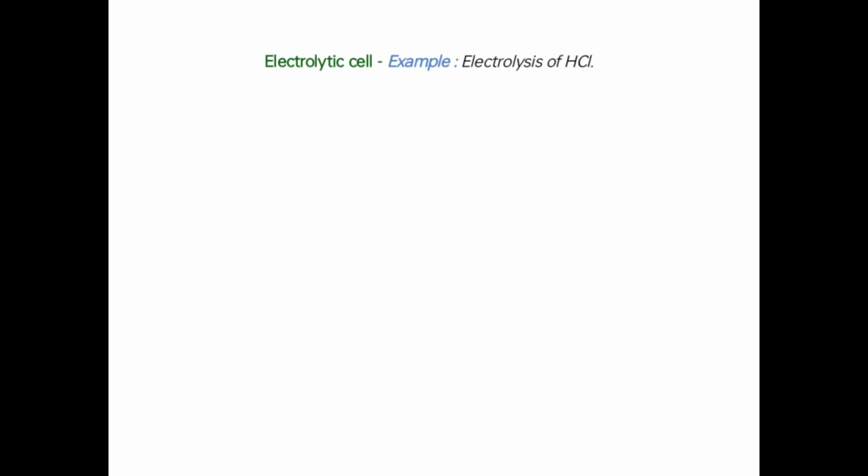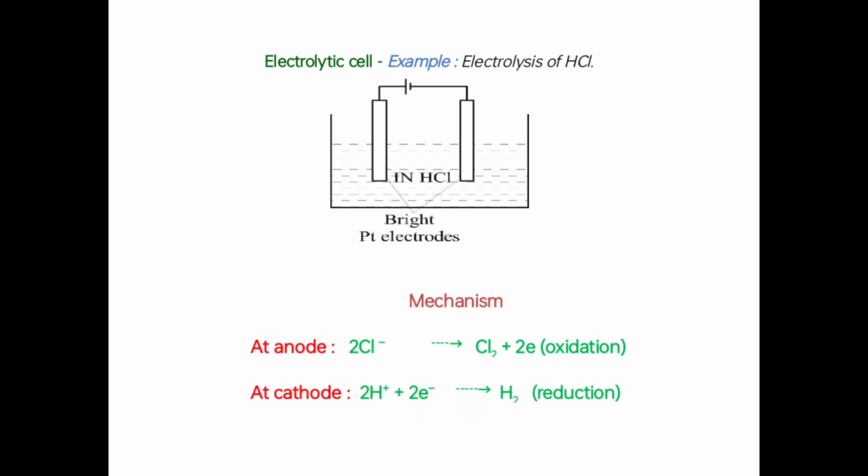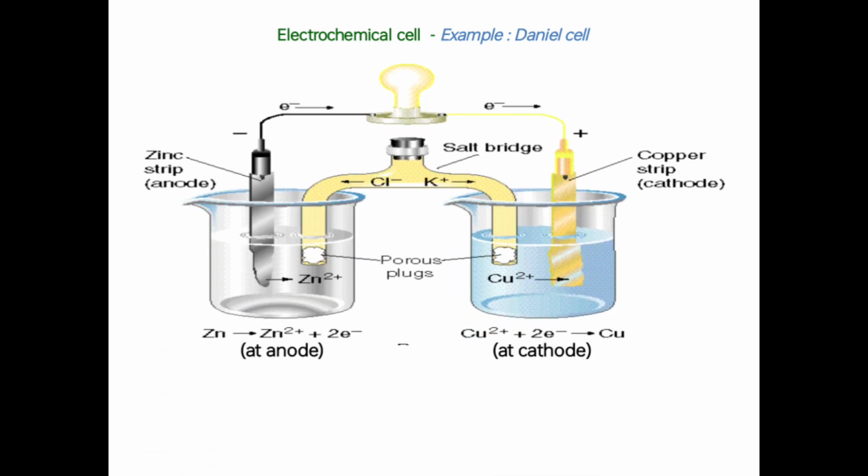Electrolytic cell example: electrolysis of HCl with platinum electrodes dipped in the electrolyte. Mechanism: at anode, 2Cl⁻ gives Cl2 plus 2e⁻, oxidation. At cathode, 2H⁺ plus 2e⁻ gives H2, reduction reaction. The electrochemical cell example is the Daniell cell. This is a diagram of the anode and cathode with salt bridge, with a zinc strip in the anode, and passing of chloride ions and K⁺ ions. Zn gives Zn²⁺ plus 2e⁻ at the anode reaction. Cu²⁺ plus 2e⁻ gives Cu at the cathode reaction.